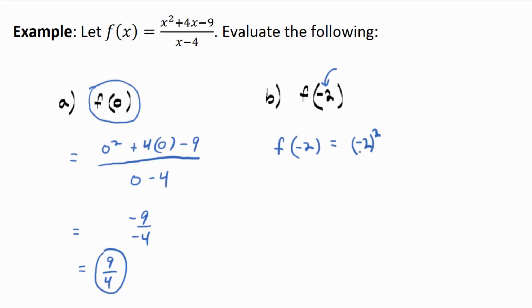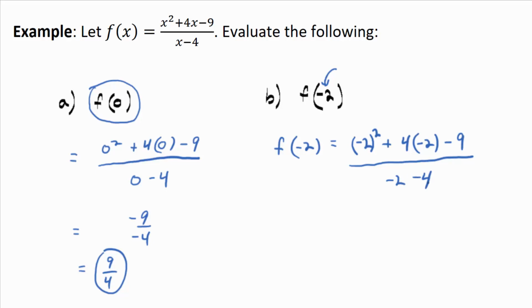When you write it without the parentheses, it's the opposite of 2 squared, which is actually negative 4, because you square first and then you take the opposite of it. When you write negative 2 in parentheses and square it, it means take negative 2 times itself. And negative 2 times negative 2 is positive 4. So there's a big difference there. Plus 4 times negative 2 minus 9 on top, all over negative 2 minus 4 on the bottom.